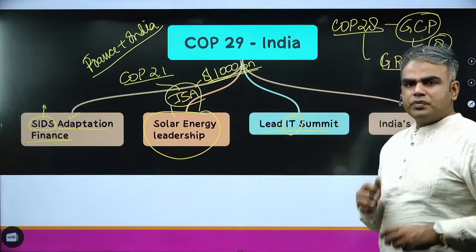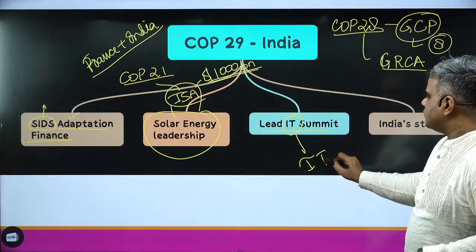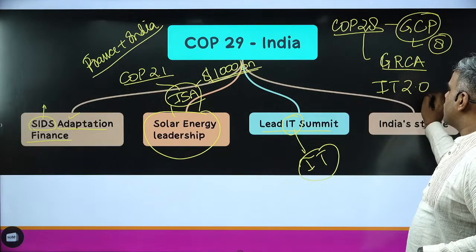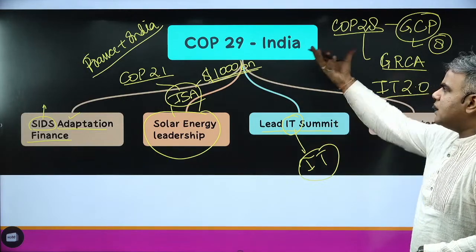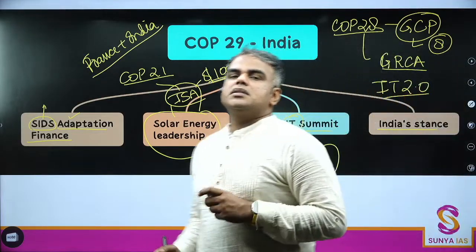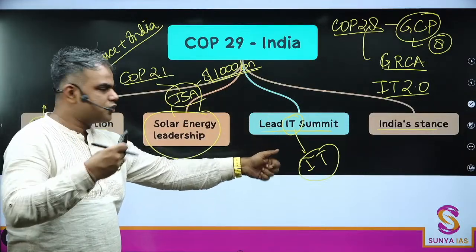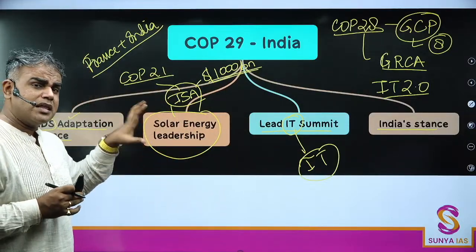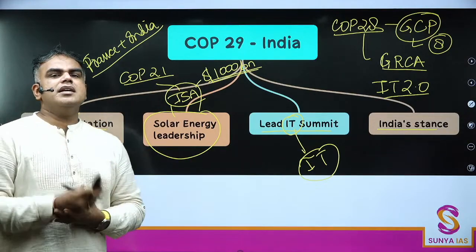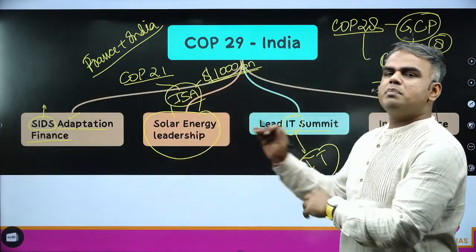Now, LeadIT. IT is for industrial transition in this sector. We also had LeadIT, the Industrial Transition 2.0. There was a summit where India also took an important part. Now the last heading is India's stance. Here, in industrial transition, India wants to take a good role, and in solar energy leadership also, but no very specific outcome came. These are broader themes. Same with SIDS and finance, where nothing very peculiar has come out. This is only one part that you have to remember.